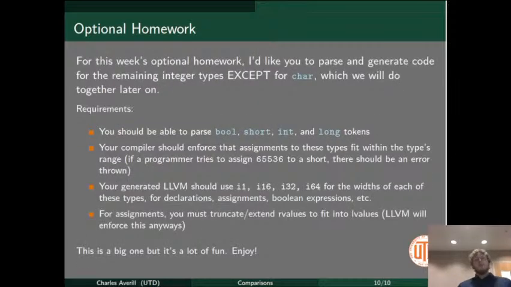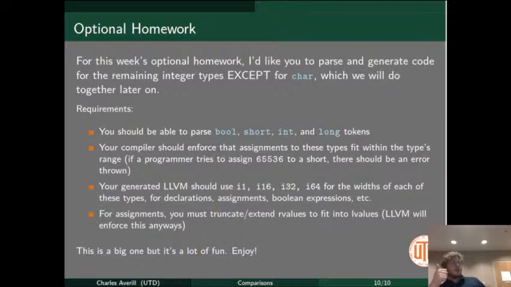I'm going to go over the optional homework, and this is a pretty short lecture, so I'd like to walk around and see y'all's compilers and maybe help with any issues that you might have. So first, for the homework, I would like you to parse and generate code for the remaining integer types, except for char, because we're going to do char together, since it's just a little bit more complicated. And I changed my mind on bool, so you don't have to do bool. I'll fix the slides and re-upload them.